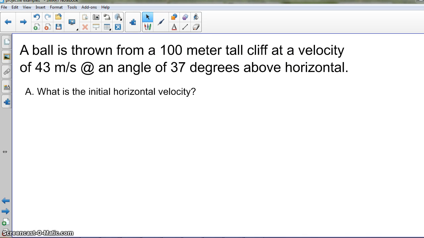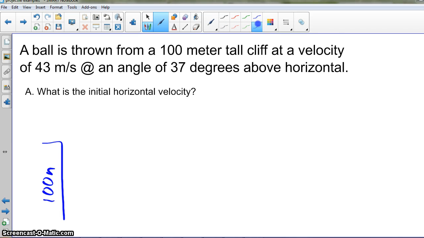Ball is thrown from a 100-meter tall cliff at a velocity of 43 meters per second and an angle of 37 degrees above the horizontal. We're going to go through a series of different questions here about this scenario and try to answer them. We'll do our best. We'll give it the old college try. So, here's our 100-meter tall cliff. Here's the base of the cliff, and here is the alligator. That's an alligator.